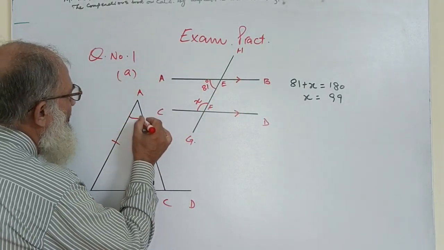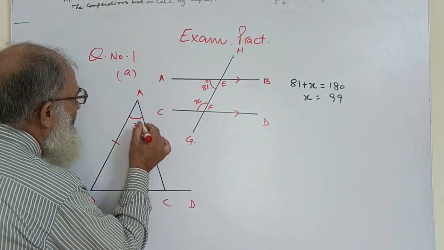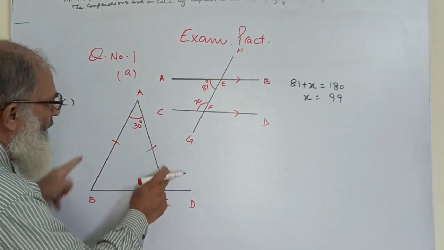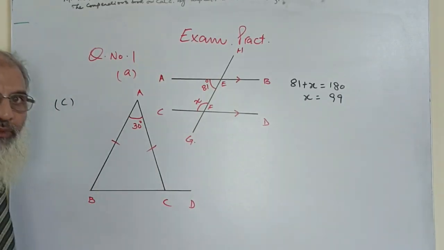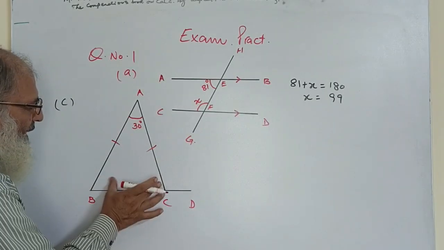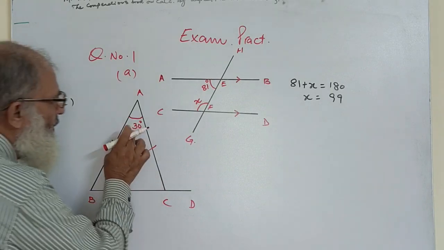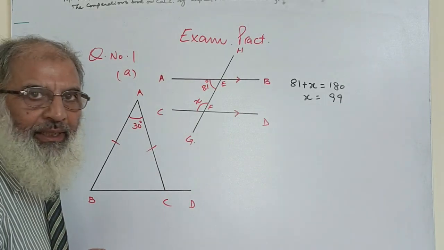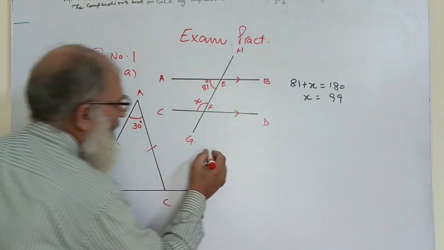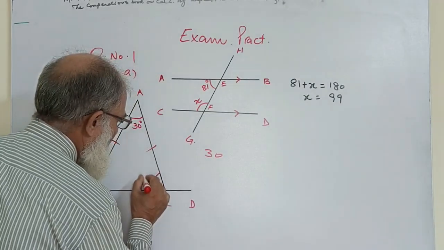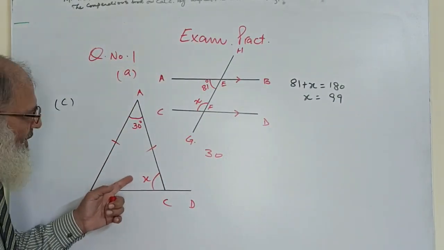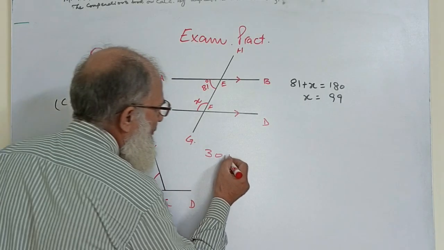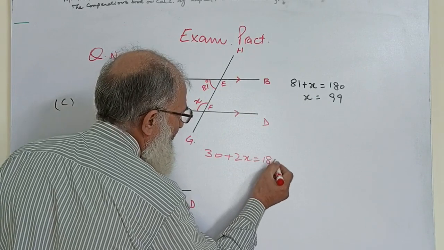Now this angle is given as 30 degrees. This is the included angle of the two sides, and the base angles are equal. When two sides are equal, then the base angles are also equal. The sum of the interior angles of the triangle is 180 degrees. Therefore, 30 plus 2x, because this angle is asked. If this is x, then this is also x. So 30 plus 2x is equal to 180 degrees.